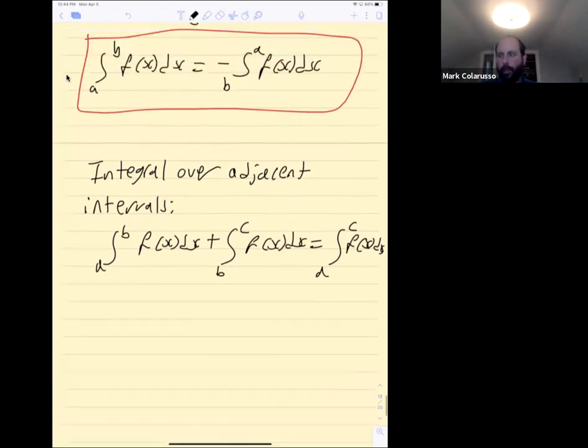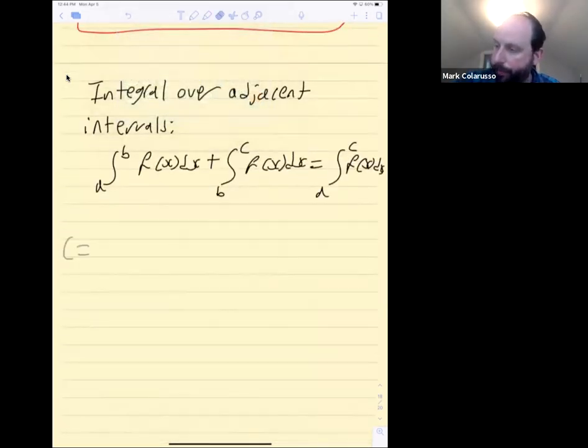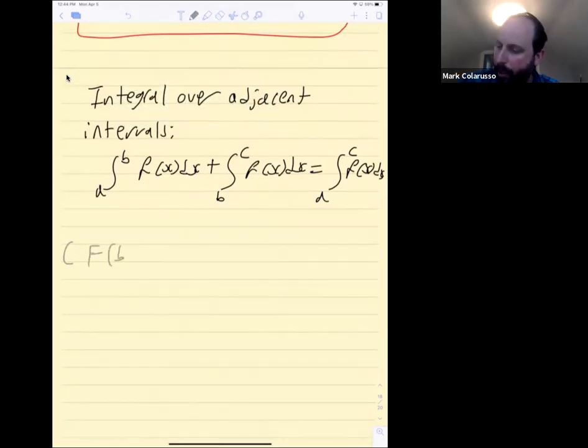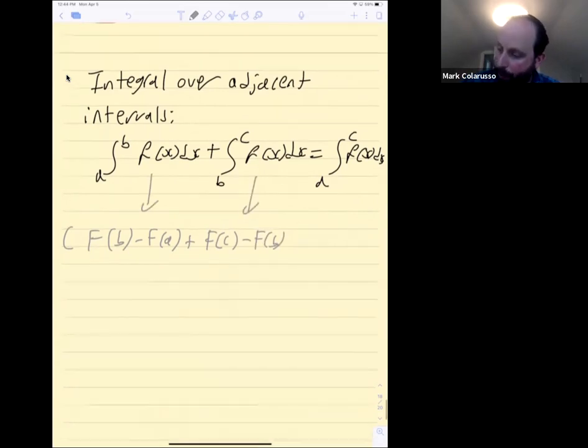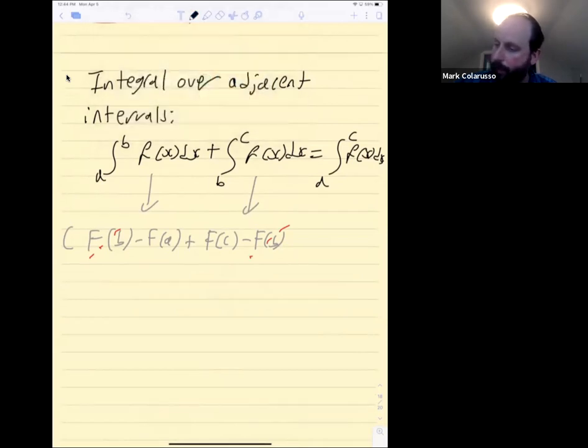It's easy to show this. I could do it in gray here. This is just F of b minus F of a, plus F of c minus F of b. And you see that the F of b's cancel. And you just get F of c minus F of a, which is exactly the thing on the right-hand side.